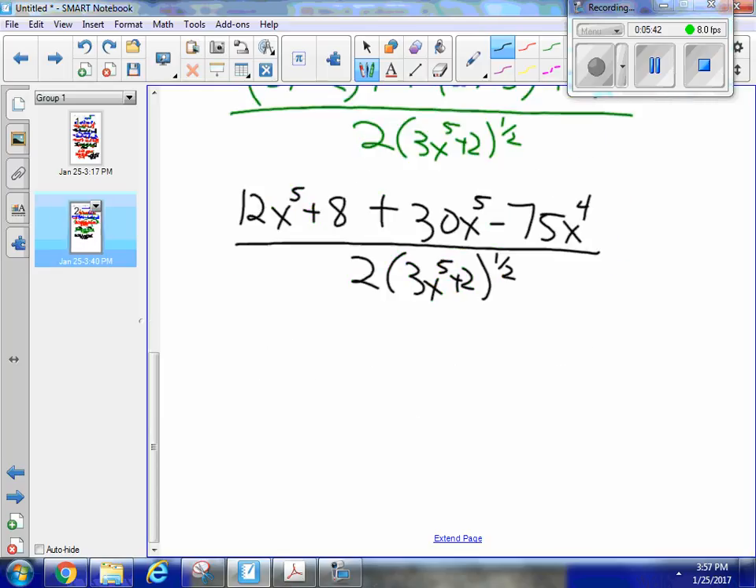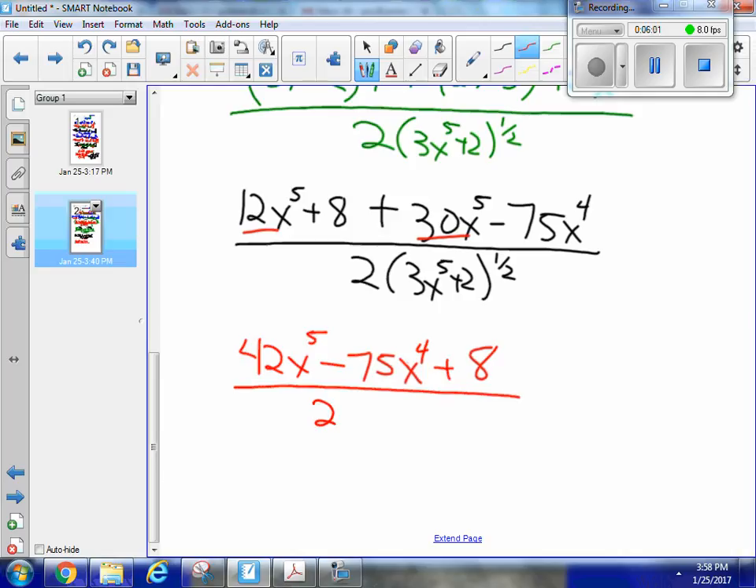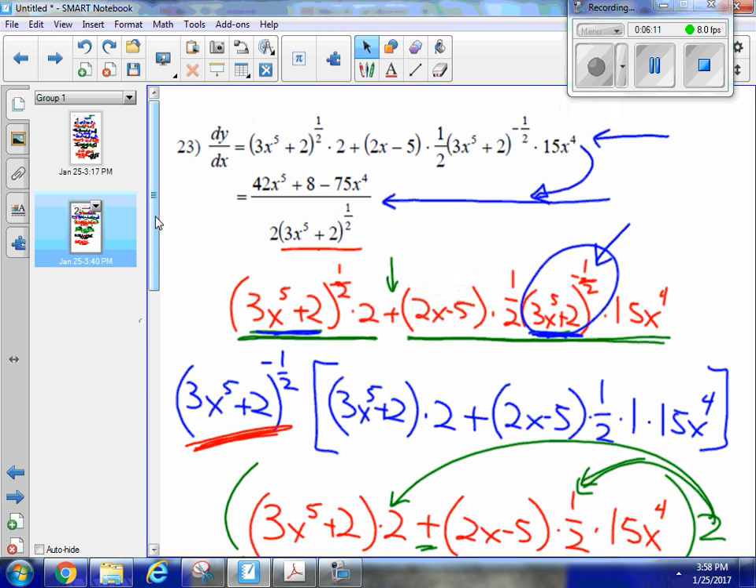And now I have like terms, this to the 5th and that to the 5th, and I get 42x to the 5th minus 75x to the 4th plus 8, divided by 2 times 3x to the 5th plus 2 to the 1/2, which is the simplification that they had, except that I would like it in standard form and to switch those two terms. But otherwise they have it pretty good.